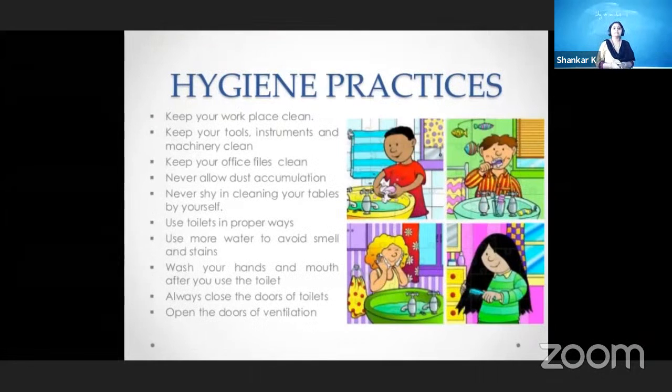How can we practice this hygiene? Hygiene is all these points I have just now discussed with you. You know that in your home you will be having some things and you will use them every day. For example, if you are sitting for reading, you keep books, pencil, everything on the table. So after reading, you have to keep the things properly on the table.